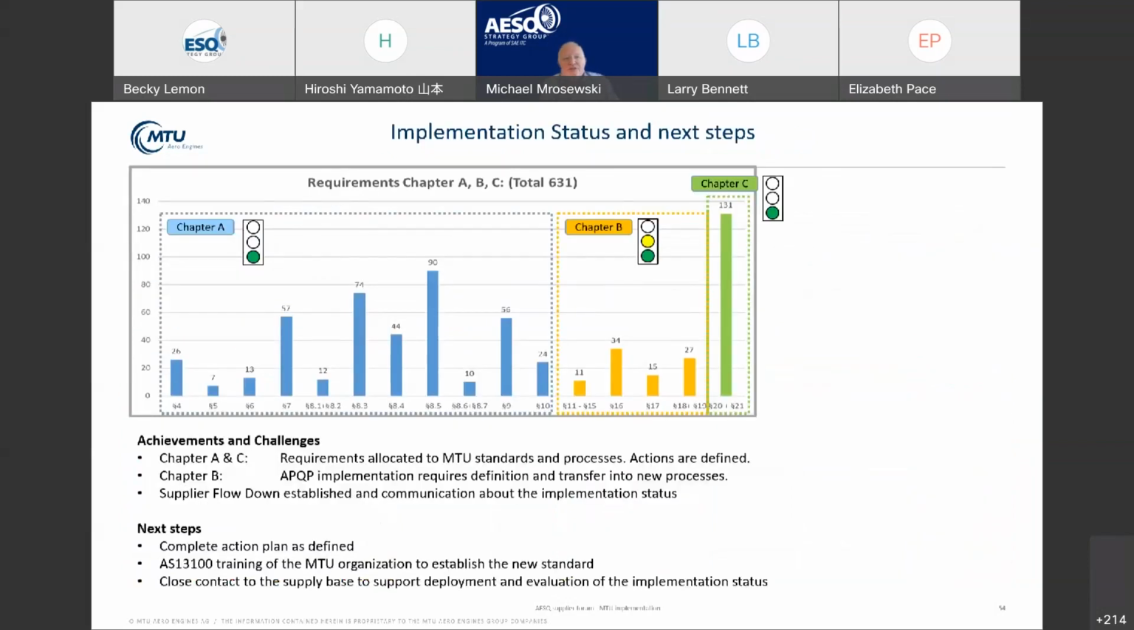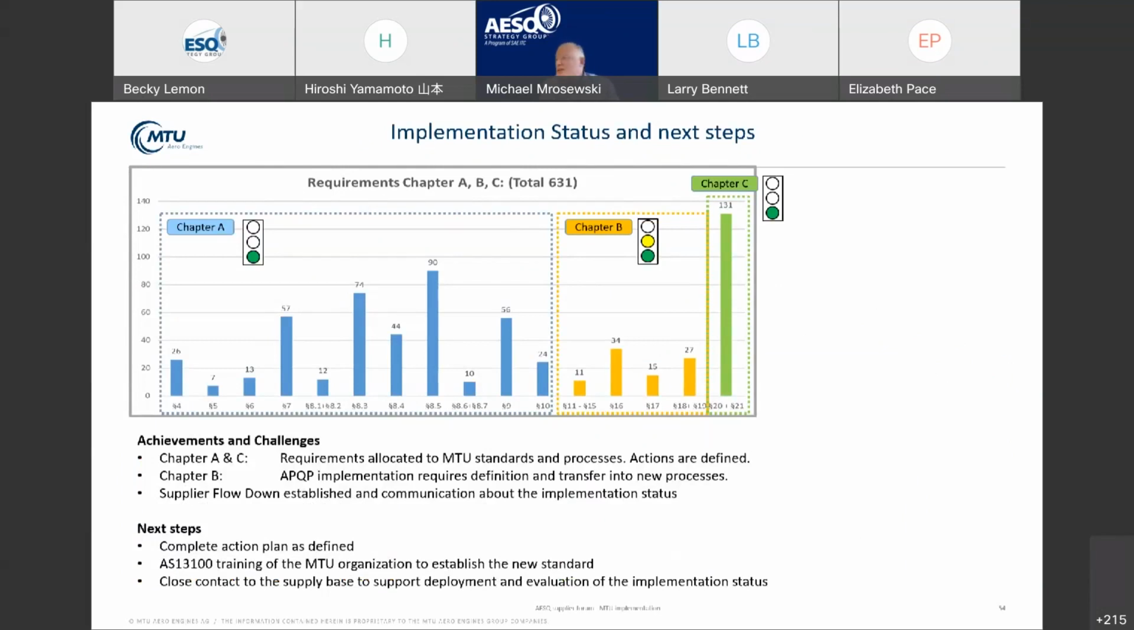And that's the overall picture. So overall, in our world, the assessment covers 631 individual requirements over the 3 chapters. So chapter A with B and C, and chapter A and C, we are already pretty much compliant and all the actions are defined.